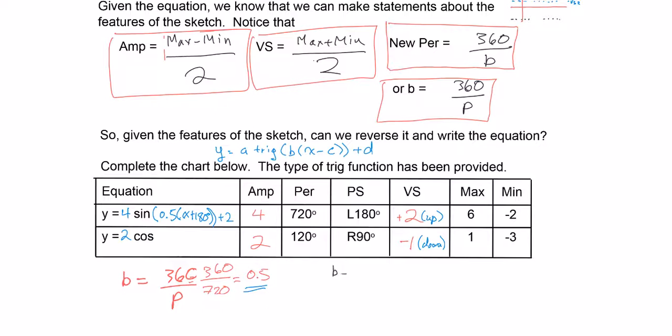The b value for our equation is going to be 360 divided by the period, which is 360 in this case divided by 120. 120 degrees, so that's going to be 3 essentially. So now we go back into our equation and we know that our b value is 3.